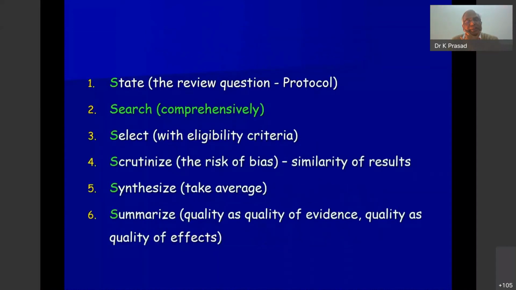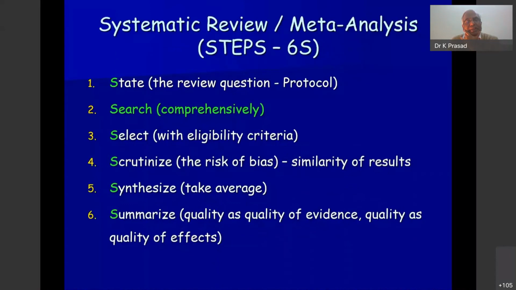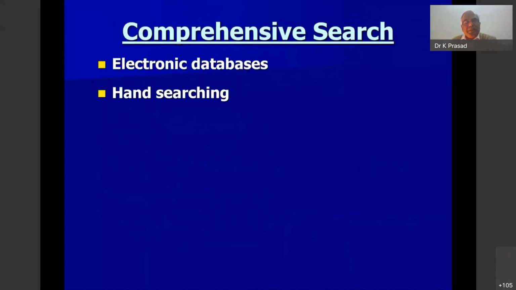Searching comprehensively. Now, when I say that, it's not only electronic databases. Electronic databases, at least two databases you should search. In the field of medicine, it is PubMed, which is nothing but it comes out from Medline, and Embase. At least these two, besides Cochrane Library. This is something which is minimum. In fact, if you look at assessment scales for quality of systematic reviews and meta-analysis, one of the popular ones is AMSTAR, which says at least two databases, namely PubMed and Embase, must have been searched.